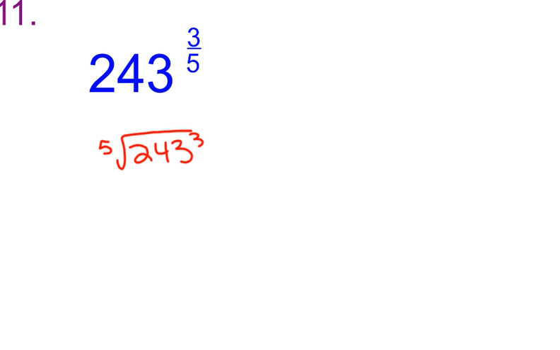And I do see that 3 to the 5th is 243. So the 5th root of 243 is 3. And then I still have this cubed here from right there because I didn't do anything with that. So when I take 3 cubed, I would get 27. So I'm reducing these as far as I can.